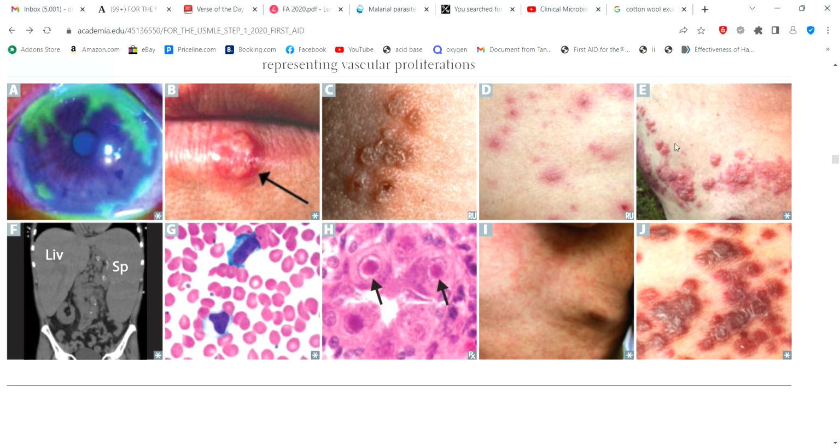I'm going to write this down. Roseola infantum. I wrote it in pink because roseola infantum is seen in babies. Roseola infantum, caused by herpes virus 6 and 7.